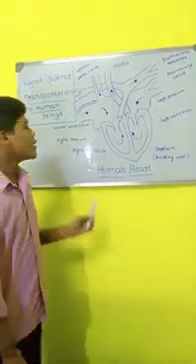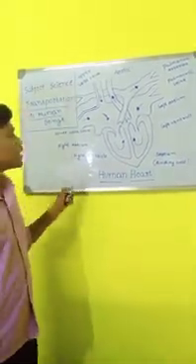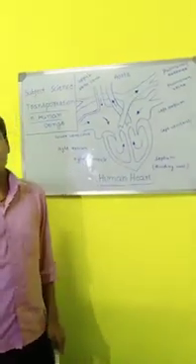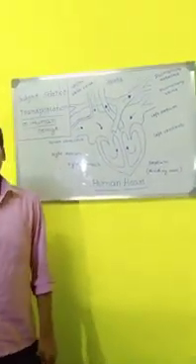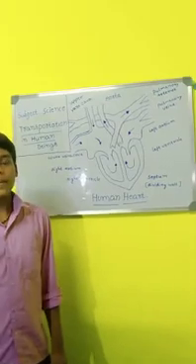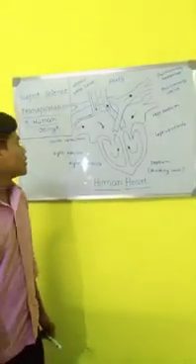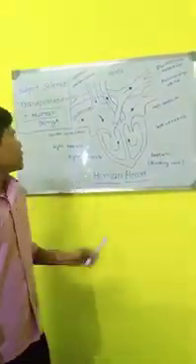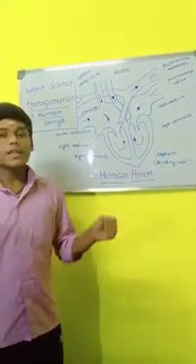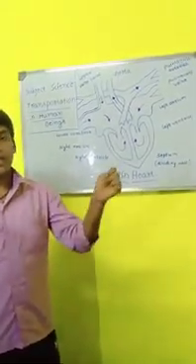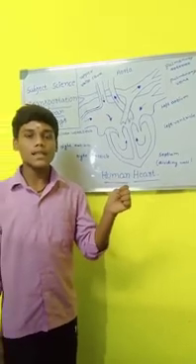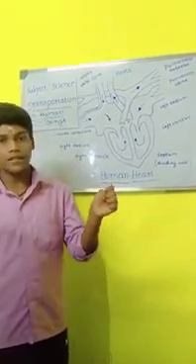Heart. Heart is one of the important and major components of the transportation system in human beings. Heart is a muscular organ which pumps the blood. The size of the heart is as big as our left fist. If we hold our left fist like this, the size of the heart is as big as our left fist.